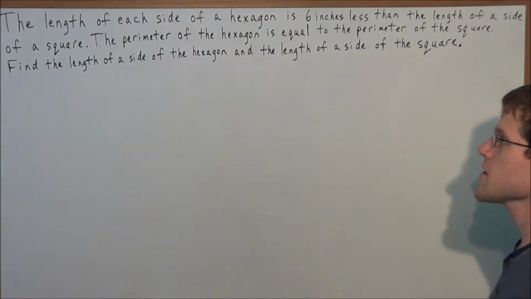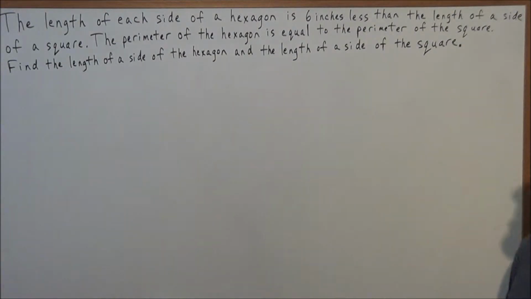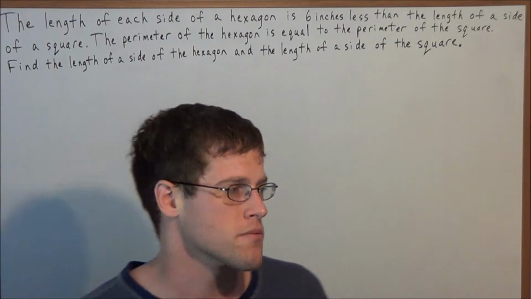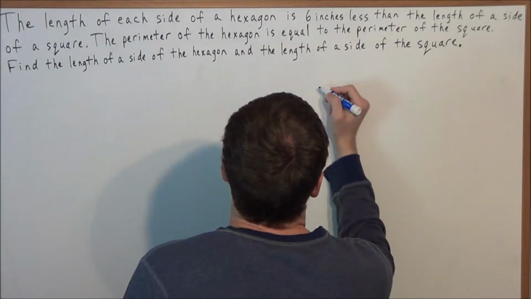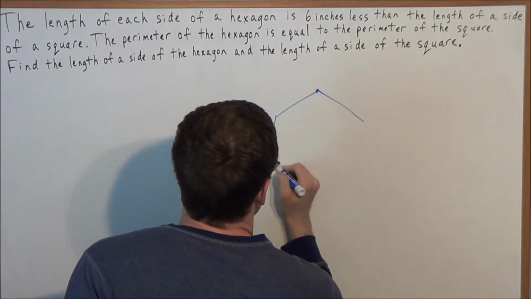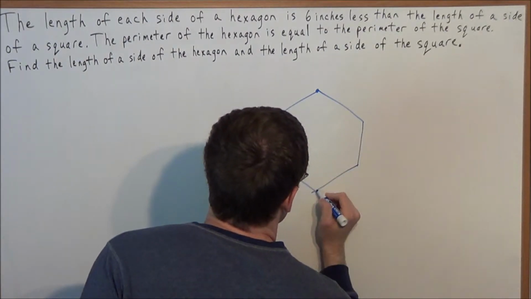So we have the length of each side of a hexagon is 6 inches less than the length of a side of a square. The perimeter of the hexagon is equal to the perimeter of the square. And now we need to find the length of a side of the hexagon and the length of a side of the square. So the first thing I'd like to do is get a visual of what's going on in this problem. We have two shapes, a hexagon and a square. So I'm going to draw these two shapes first.